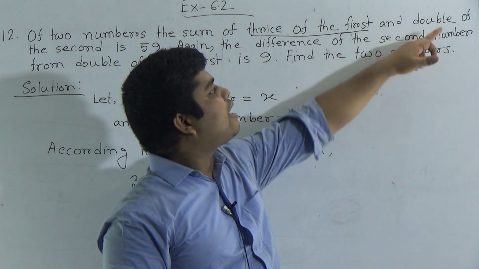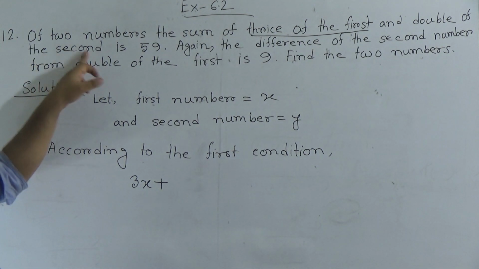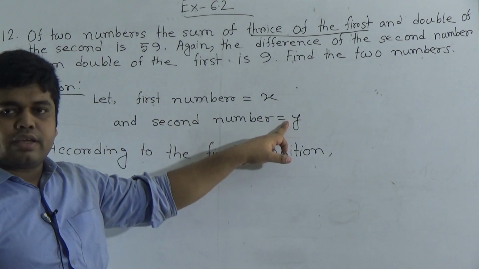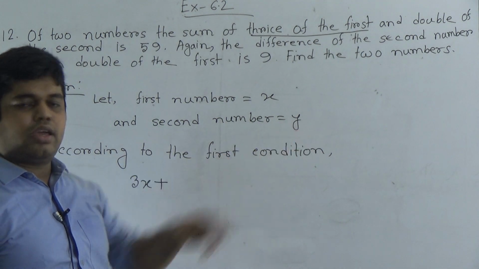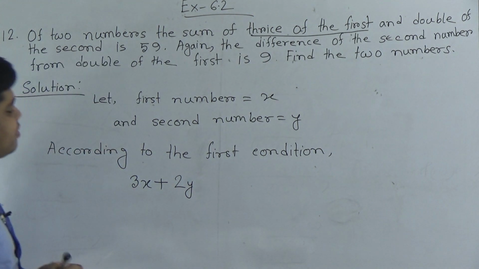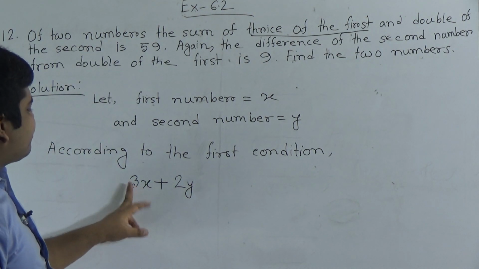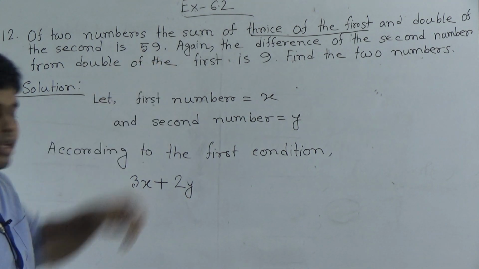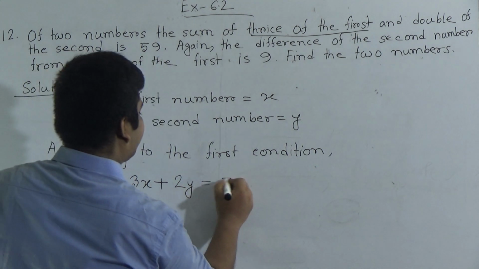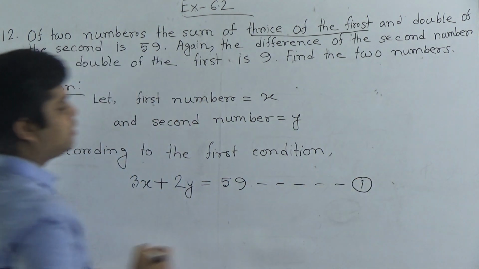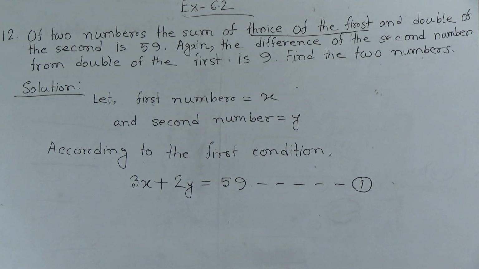And double of the second. Double of the second, that means 2 multiply the second. That means 2 multiply y equal to twice y. After summation of 3x and 2y, we get 59. That means equal to 59. My dear students, this is equation number 1. I hope you have understood. So, our first condition is done.